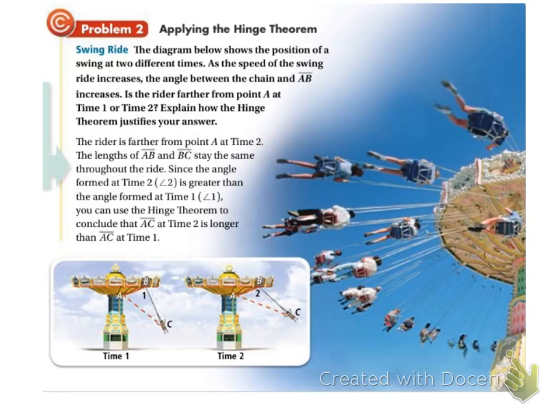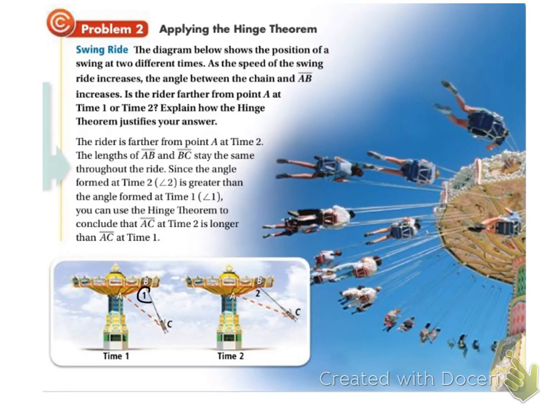Okay, looking at this swing ride, so down here is our two different times, our two different options. You can see here, if we look at angle 1 and angle 2, that angle 1 is smaller than angle 2, right? And the distance between A and B is the same in both of them. And the length of the chains, BC, are going to be the same, right? So I have the situation I need for my theorem.